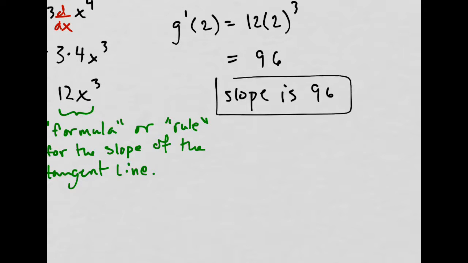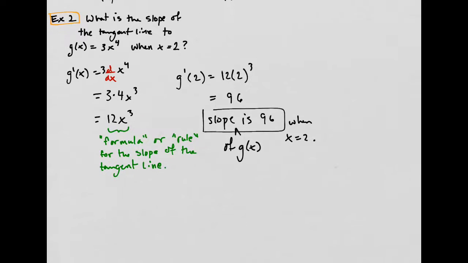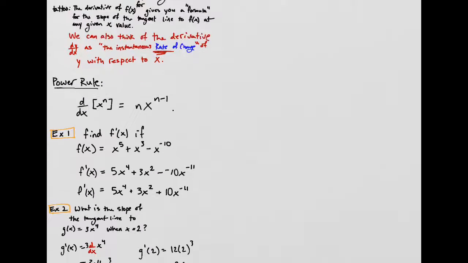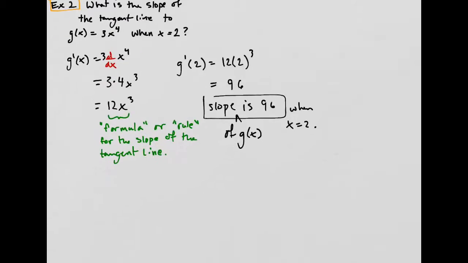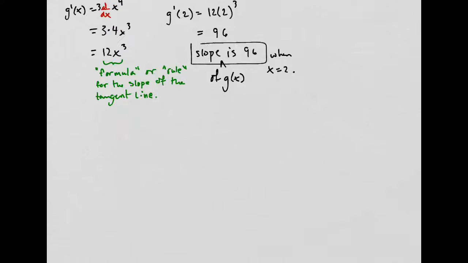The slope of g, that's the slope of g of x, is 96 when x equals 2. So that's just to be super explicit. So there you go for that. Maybe one more example? Oh, a couple more.